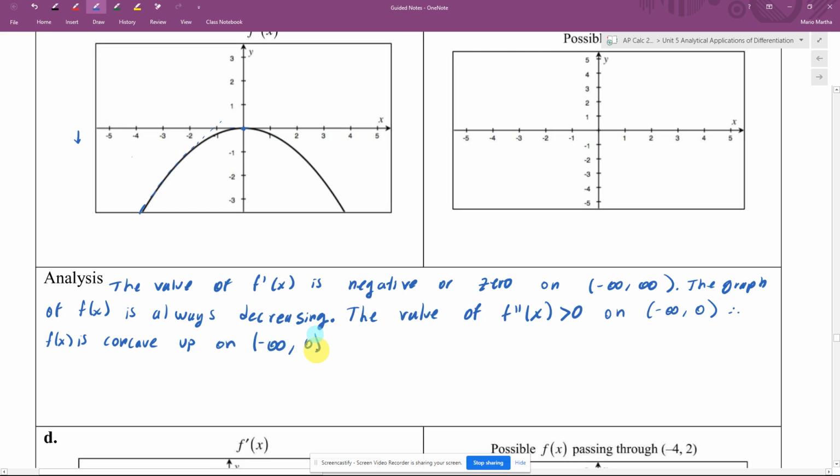Negative infinity to 0. And then same thing, right? The value of f double prime of x is negative on 0 to positive infinity. So we can see again that therefore f of x is concave down.